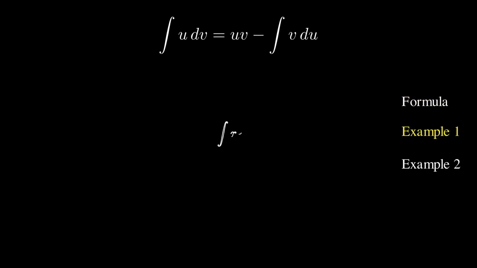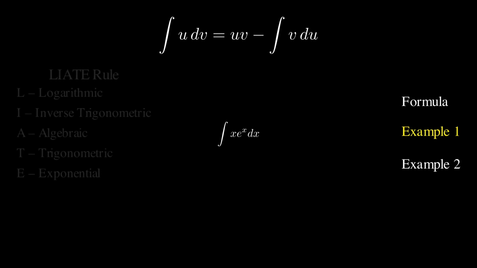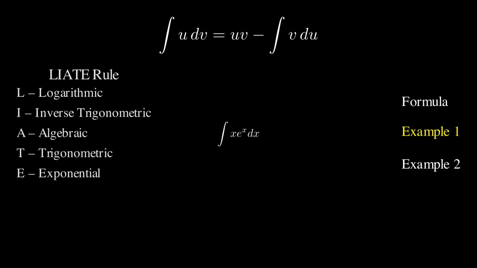Let's take an example. If we have the integration of x times e to the power of x dx, well, now there is an important rule here. How can we choose the function that we take as u and the function that we take as dv? Well, we have a simple rule called LIATE. What's LIATE? L-I-A-T-E: Logarithmic, inverse trigonometric, algebraic, trigonometric, exponential.